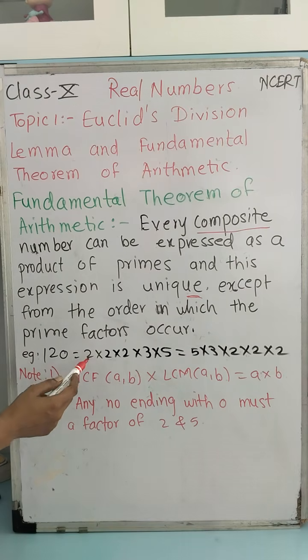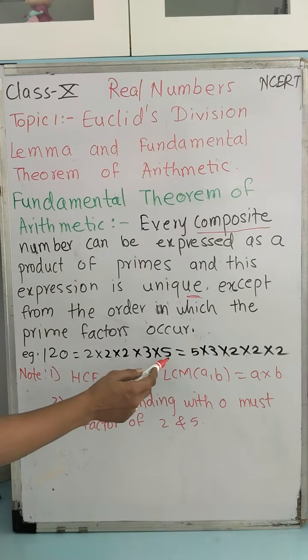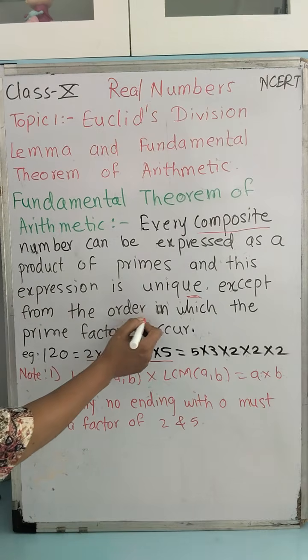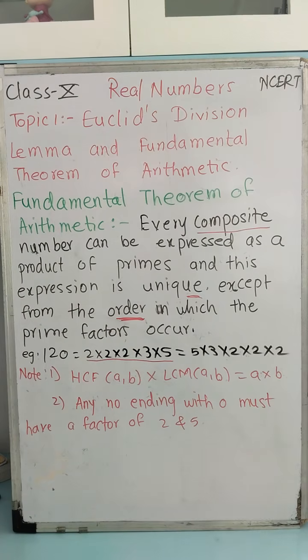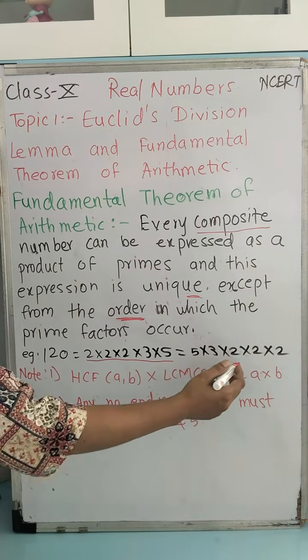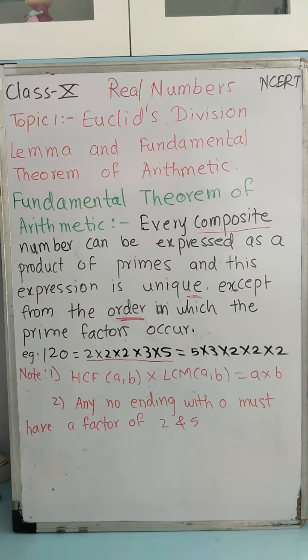So 120 can be written as 2 into 2 into 2 into 3 into 5. So this is the only factorization possible of 120. Now here it is said, except for the order in which the prime factors occur. So it can be 5 into 3 into 2 into 2 into 2, or it can be 2 into 3 into 5 into 2 into 2. So here order is not important. Okay, order is not important.